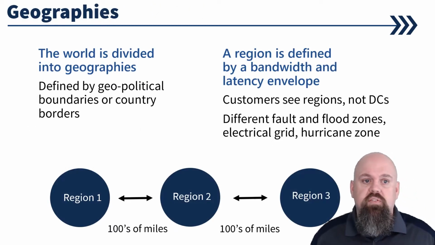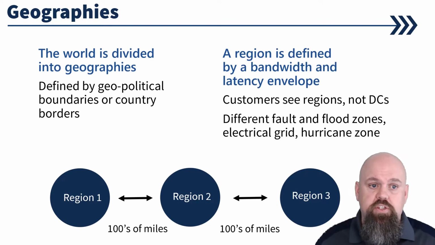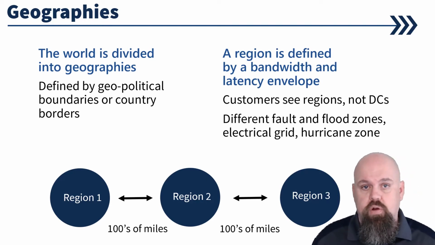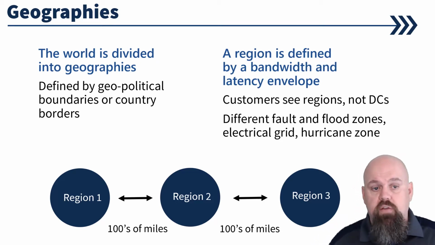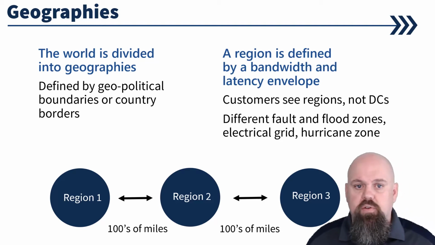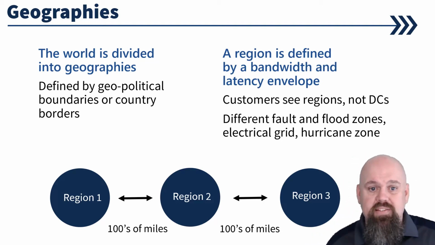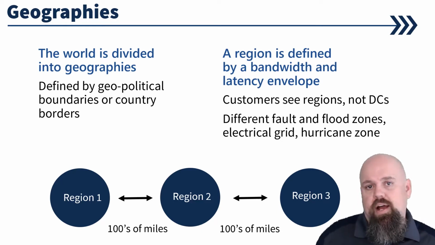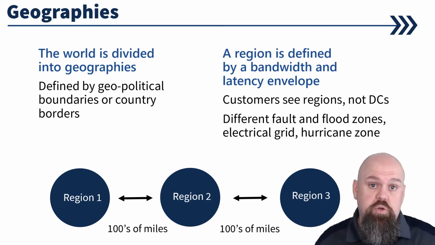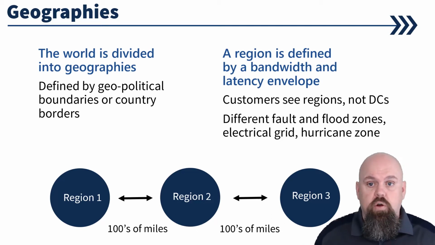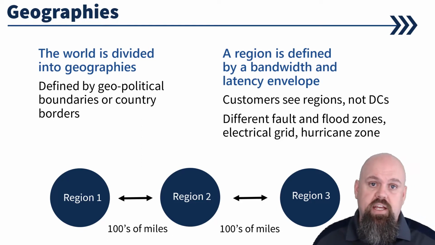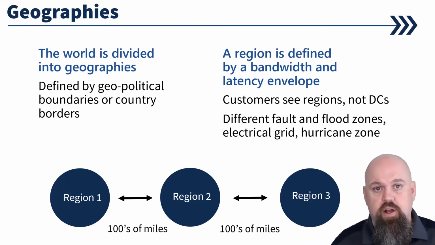As we know, the world is divided into different geographies. These geographies are either defined by physical boundaries and or geopolitical boundaries or country borders. And so each geography would have individual regions within it. And within that geography, those regions are defined by a bandwidth or a latency envelope, which are usually hundreds of miles apart. So region 1 is 100 miles or more away from region 2. Understanding where the regions are within a given geography is important so that we can ensure that our data is further away from our production environment.